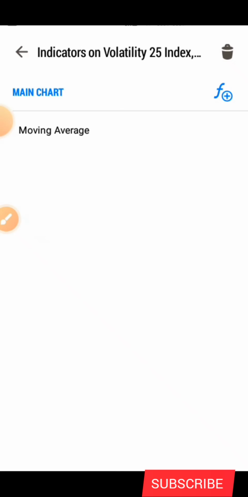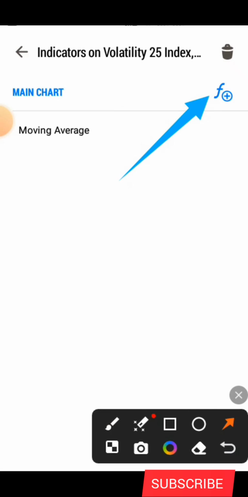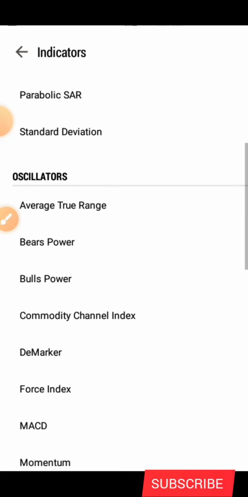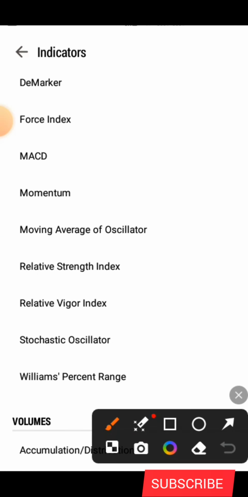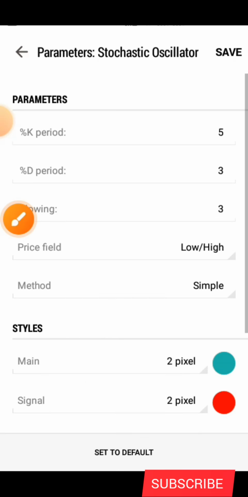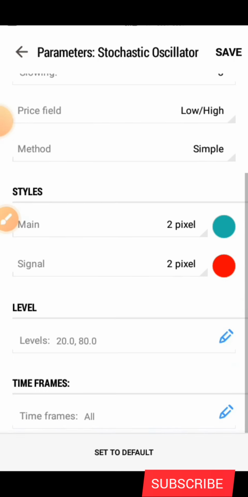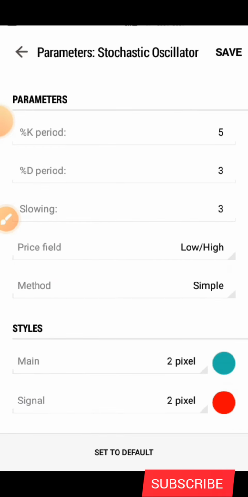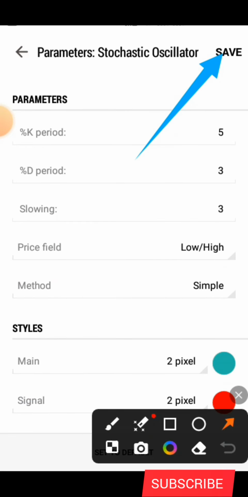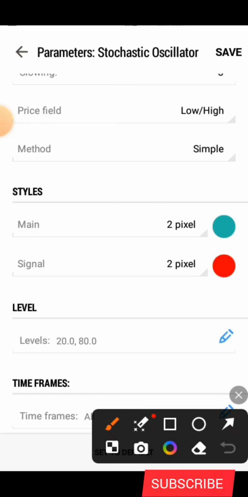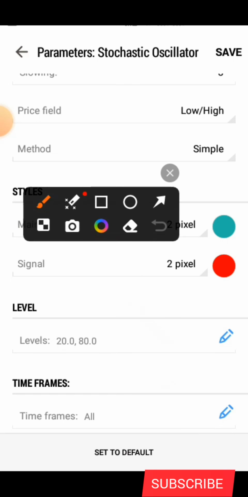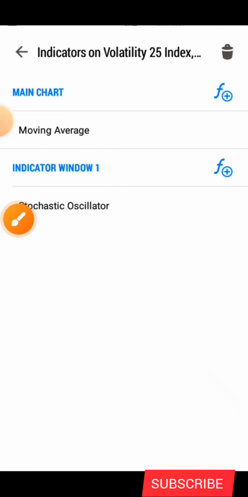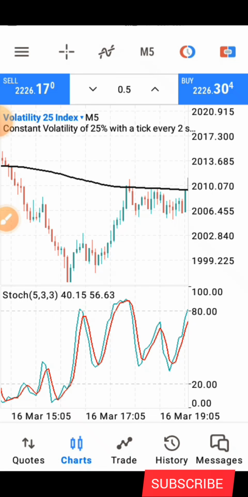Now the next indicator, you have to click on this icon, then you search for the next indicator, which is going to be the stochastic oscillator. Here we have it, this one. Now you click on it, you have to use the default setting. Change everything to the default setting. That's all you need for this one. After that you click on save. Now you are going to have your indicator setting looking like this.